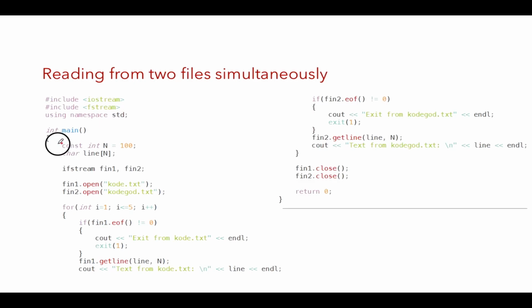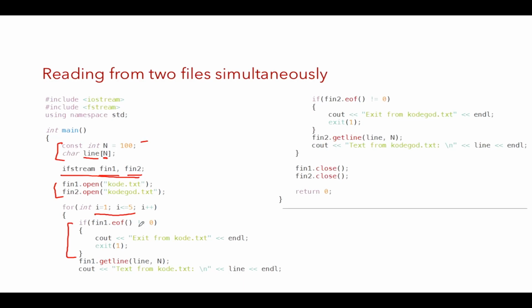Again, these are two similar variables. N is equal to 100, a constant, and I have a character array line of size 100 because N is 100. I have two input file stream objects, fin1 and fin2. I'm opening two files at the same time, one under fin1 and the other under fin2. Then I'm writing a for loop with i equal to 1 and i less than or equal to 5, and inside it I'm writing this particular code.